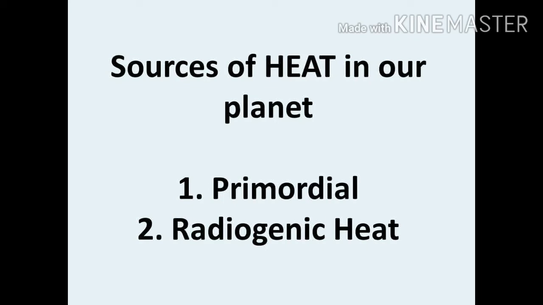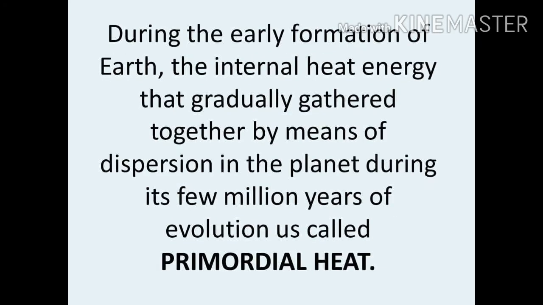There are two sources of heat in our planet. Number one is the primordial heat, and number two is the radiogenic heat. During the early formation of Earth, the internal heat energy that gradually gathered together by means of dispersion in the planet during its few million years of evolution is called primordial heat. Primordial heat is the heat generated during Earth's formation.